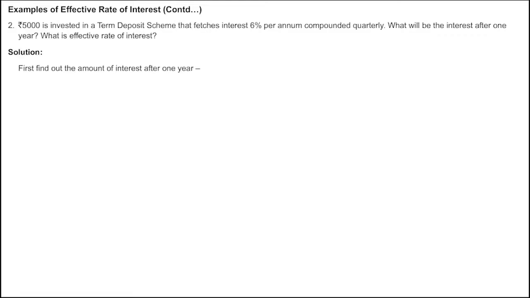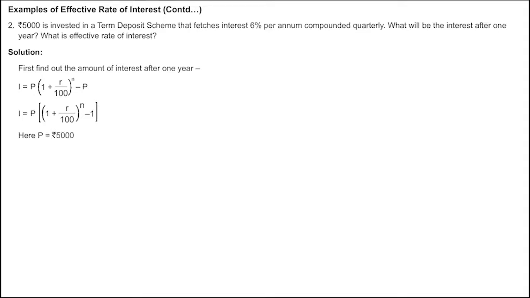Here P is 5,000. R is 6% per annum compounded quarterly. So what will be your interest? We can use the formula I is equal to P into (1 plus R upon 100) whole raised to n minus P. When I take P common from both the terms, I get P times, open a bracket, open a bracket, 1 plus R upon 100 whole raised to n, minus 1. Please take care of the sequence of the brackets.